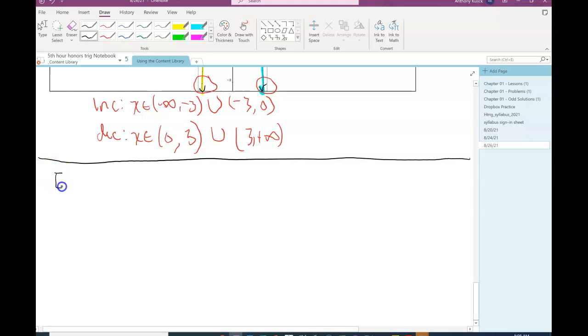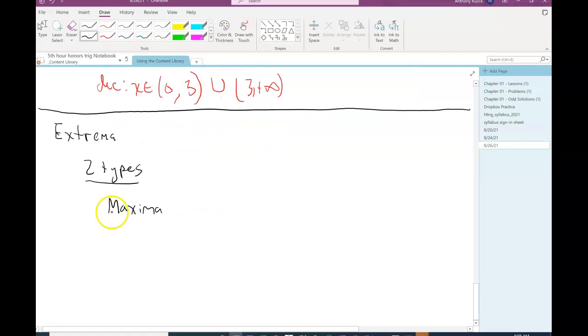The next topic here that I want to talk about in section 4 is about extrema. So there's 2 types of extrema. There's maxima, which is the plural for the word maximum. And then there's minima.